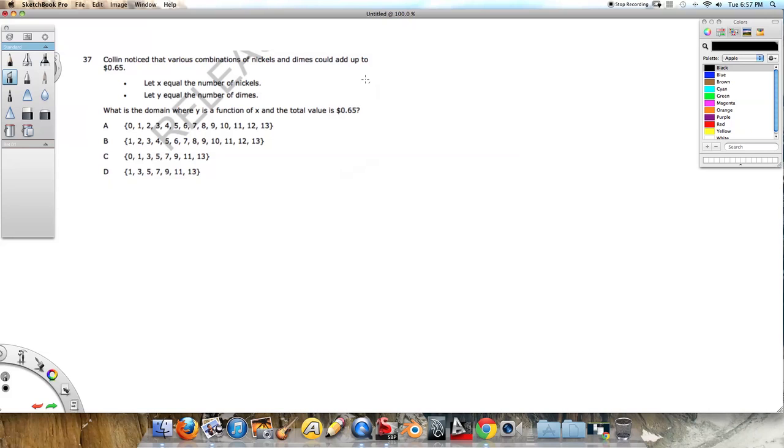Alright, a couple things before we start talking about this. We know that we have some number of nickels and some number of dimes and it has to equal 65 cents. And it also tells us that y is a function of x. Which means that x is our independent variable here and y is our dependent. So y is depending on what the x number is. And the reason that is important is because if they don't tell us that, we're not exactly sure which variable this domain is talking about.